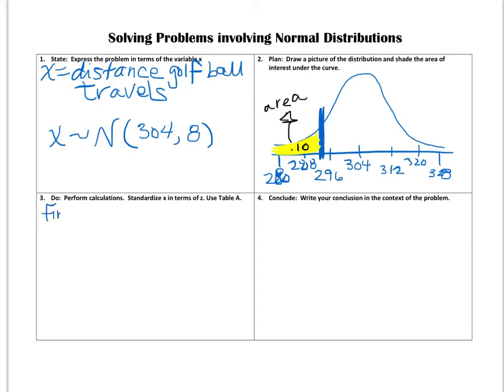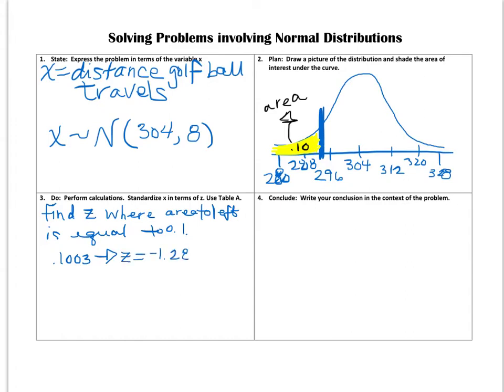So the first thing I have to do is find z where the area to the left is equal to 0.1. And if you look in the table, on the negative side is where you'll find it. You'll come across the number 0.1003, which corresponds to a z-score of negative 1.28. This is as close as we're going to get from the table to that z-score. So this is the z-score that we'll use.